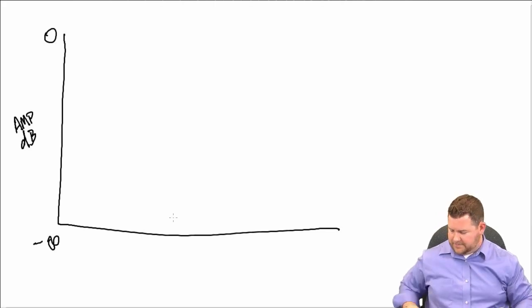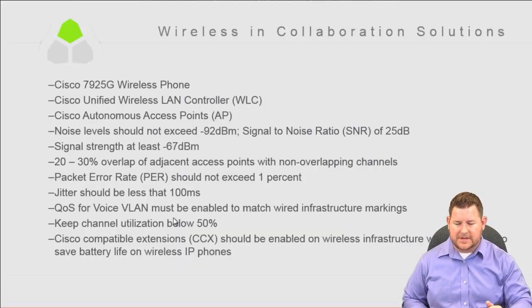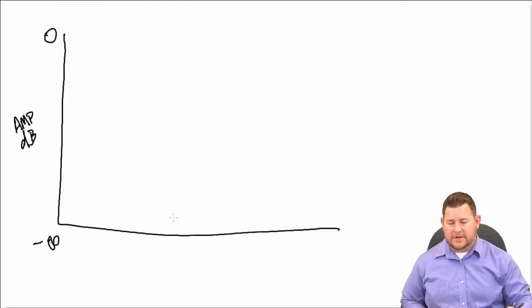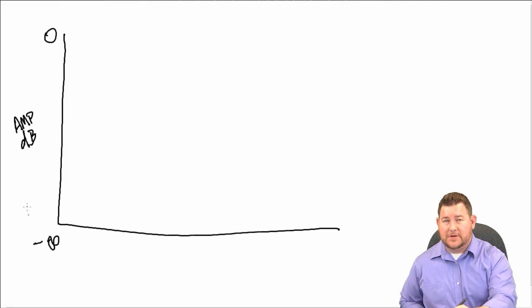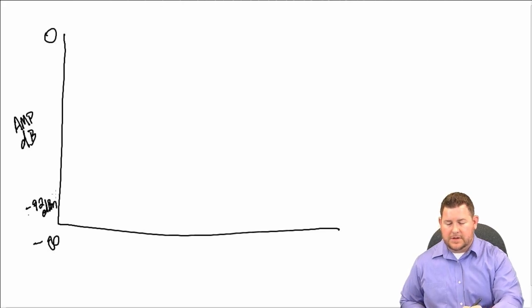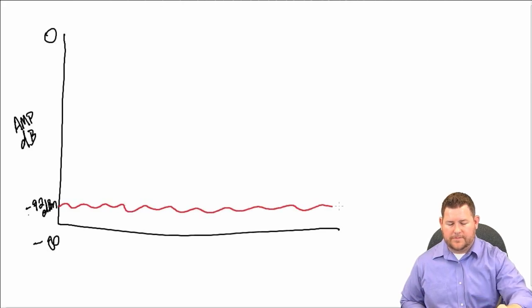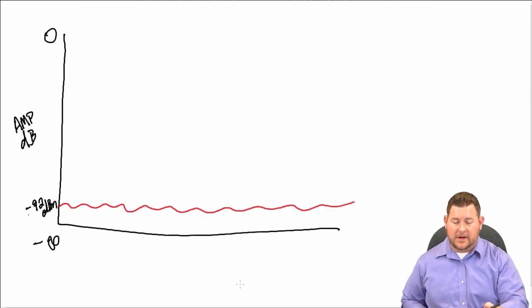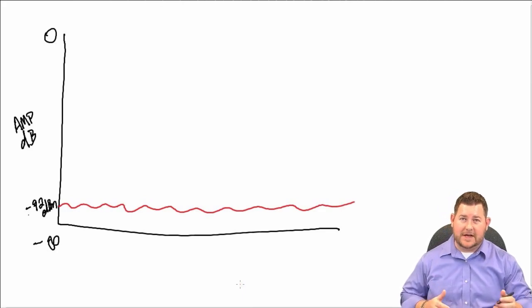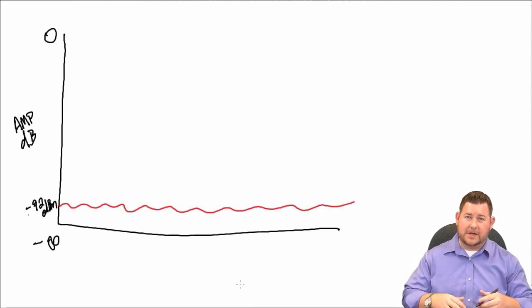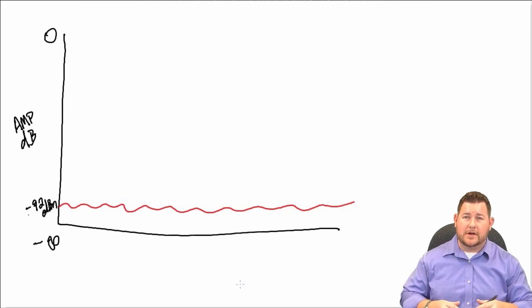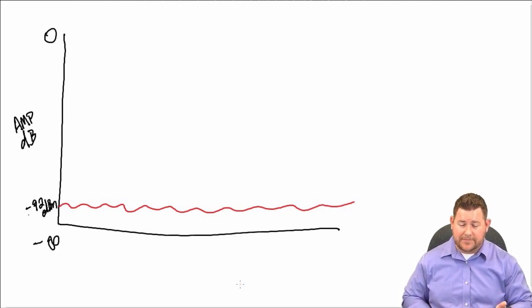But what Cisco's saying here is your noise level should not exceed negative 92 dBm. So where is that? Negative 92 dBm is pretty low. So let's just say that our noise floor is there. Obviously I drew it like that because it can vary. It's not just, all right, my noise floor is negative 92. It could pop up or pop down, depending on what kind of environment you're in.